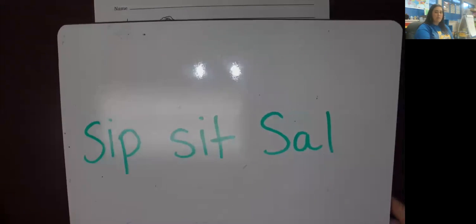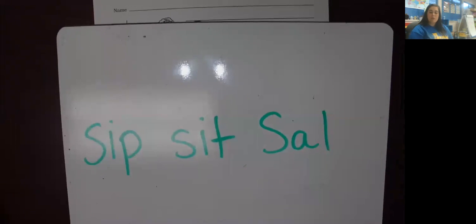Now I'm going to say some words, and I want you to listen for the very first sound that you hear in all those words. Okay? Sip, sit, sal. What's the first sound that you hear in sip, sit, sal? You hear the sound s. All of these words begin with this sound, and S is the first letter in all of these words, as you can see right here. S is a consonant, okay?